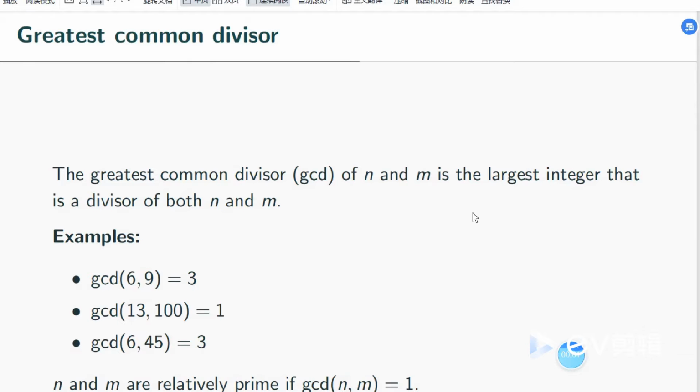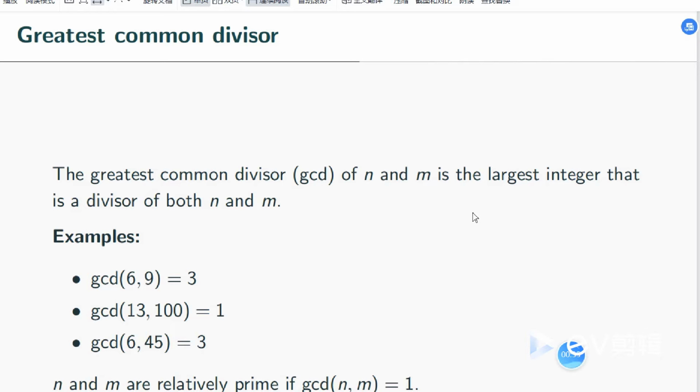So today we'll briefly go over the greatest common divisor. The greatest common divisor of n and m is the largest integer that is a divisor for both n and m. So for example, we have two numbers, 6 and 9, and we can notice that 6 equals 2 times 3, and 9 equals 3 times 3. So their common divisor is 3, and we actually don't have another choice here. So the greatest common divisor here is also 3.